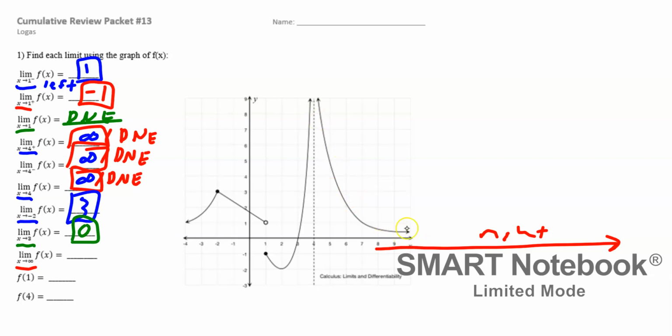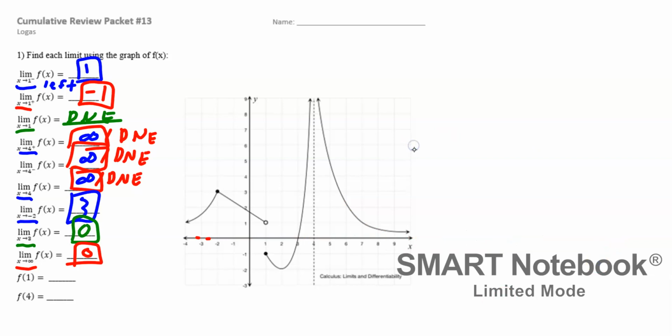Well, it looks like the graph is starting to level out at the horizontal asymptote y equals 0. This graph is going to get closer and closer to this horizontal asymptote, but not touch it. And where is this horizontal asymptote? At y equals 0. So your limit is going to be 0 because as your graph is going farther to the right, you're approaching 0 but not touching it.